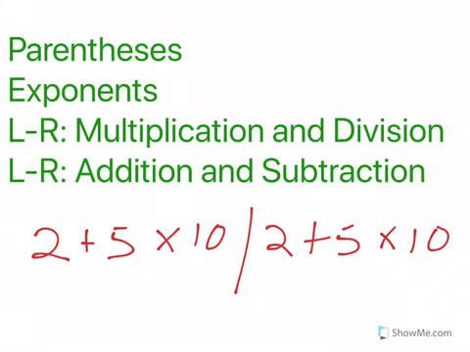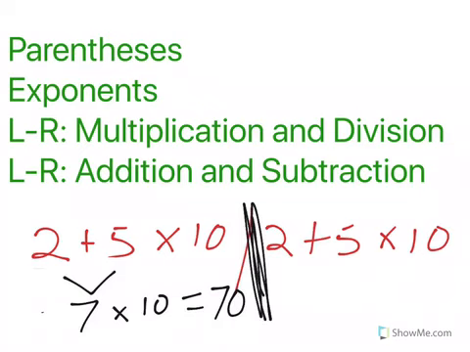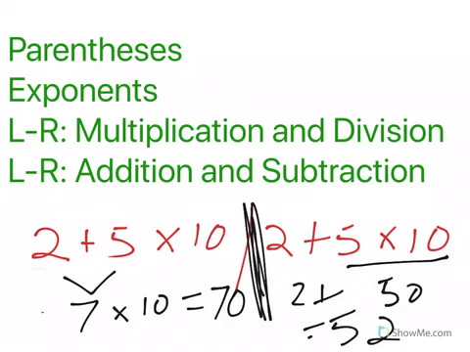If I do 2 plus 5, I'm going to have 7, and then times 10. My answer is going to be 70. So the answer to this question on the left is 70. On the right here, if I do 5 times 10, I'm going to get 50. And then I add in the 2, I'm going to get 52. So by doing the exact same problem in 2 different orders, I get 2 totally different answers.